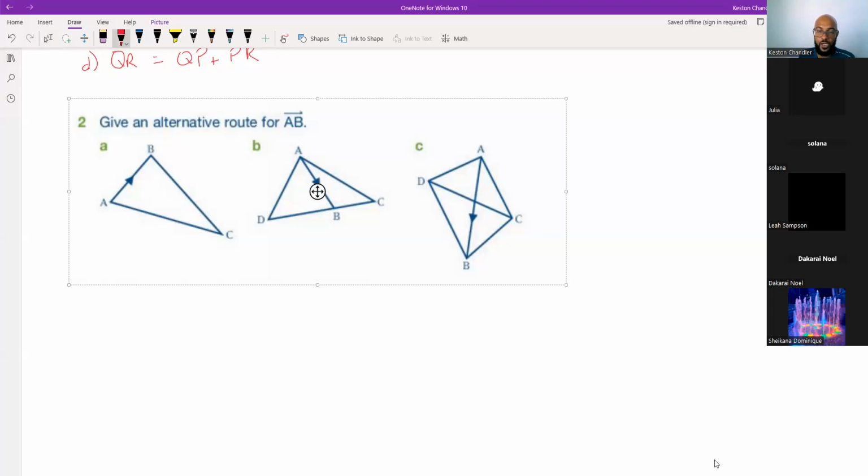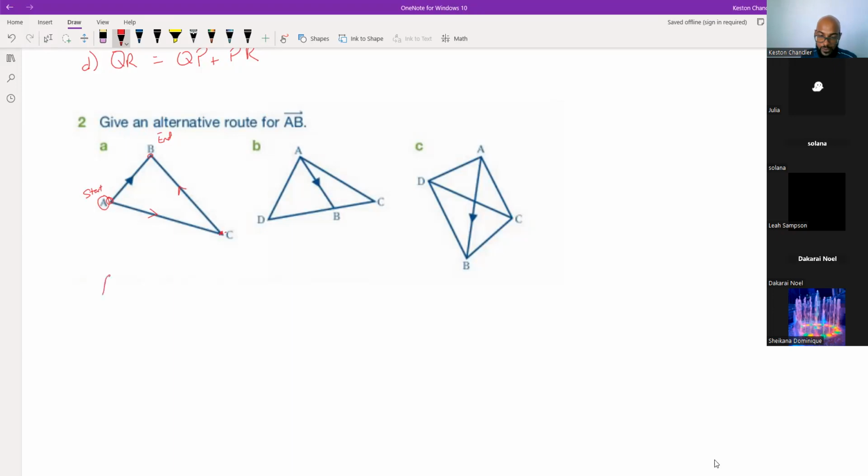We want to figure out an alternative route to go from A to B. We want to start from here and get to B. So we could go from A to C. When we get to C, we start from C and go to B. Think about this as your start and end. How else can I start at A but still end at B, without going directly from A to B? The alternative is to go from A to C and then from C to B.